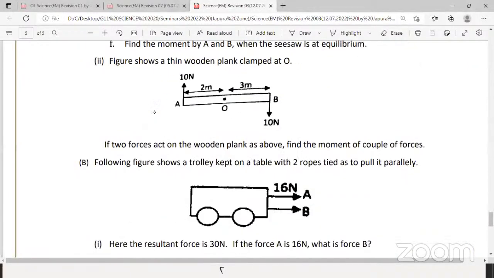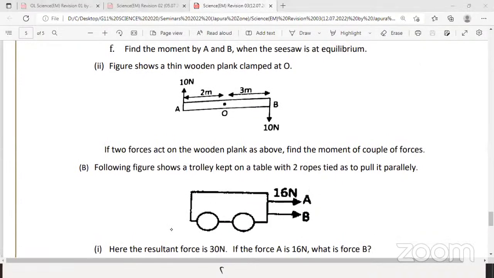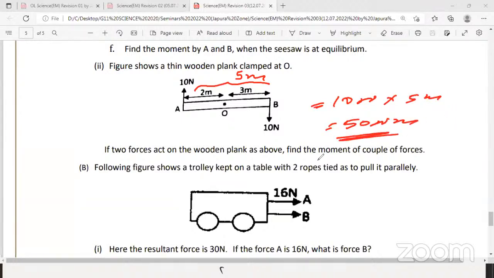Part 2. How to find the moment. So this will be 10 into how? This type of one you have to find the moment. The perpendicular distance will be what? This will be 5 meters. And here 10 Newton. So you have to write 10 Newton into 5 meters. That is the moment. Then you get 50 Newton meter, that is the moment of forces here.